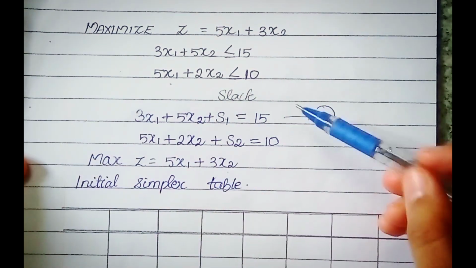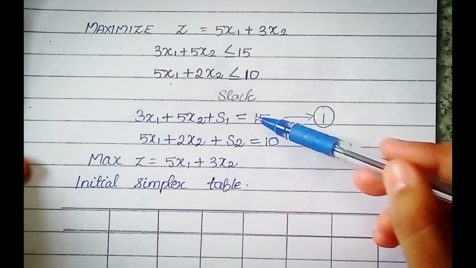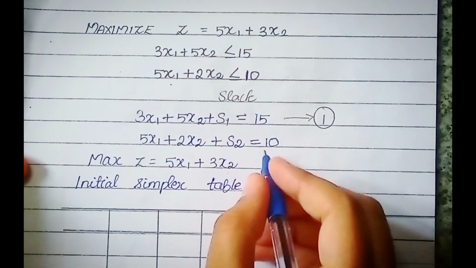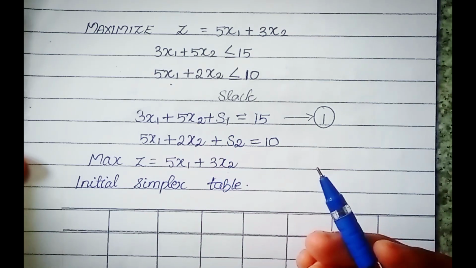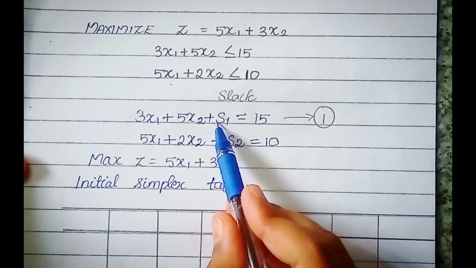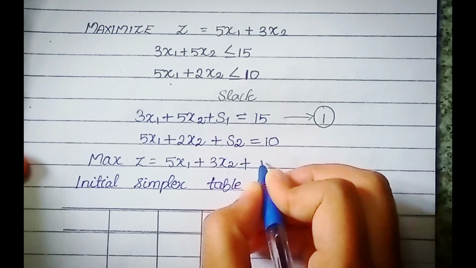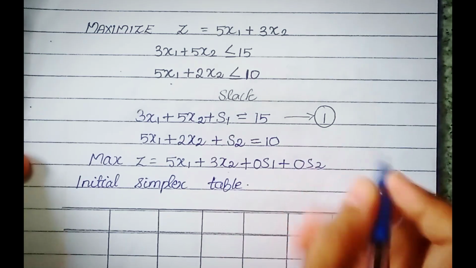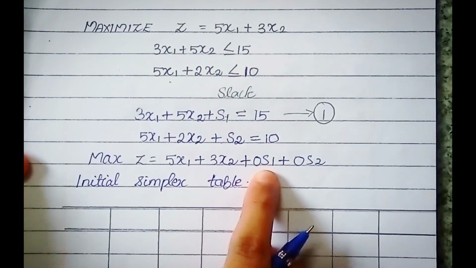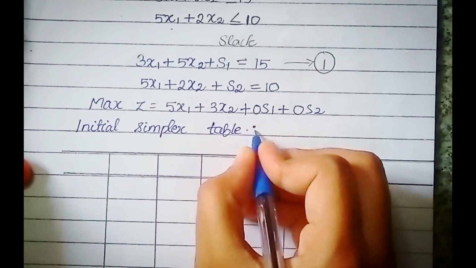Now as we see in this equation, new variables are added, that is s1 and s2. So these variables have some coefficient, right? So that is 0, 0. So we will write it as plus 0s1 plus 0s2 in the maximize z equation. Okay, this is the initial simplex table.